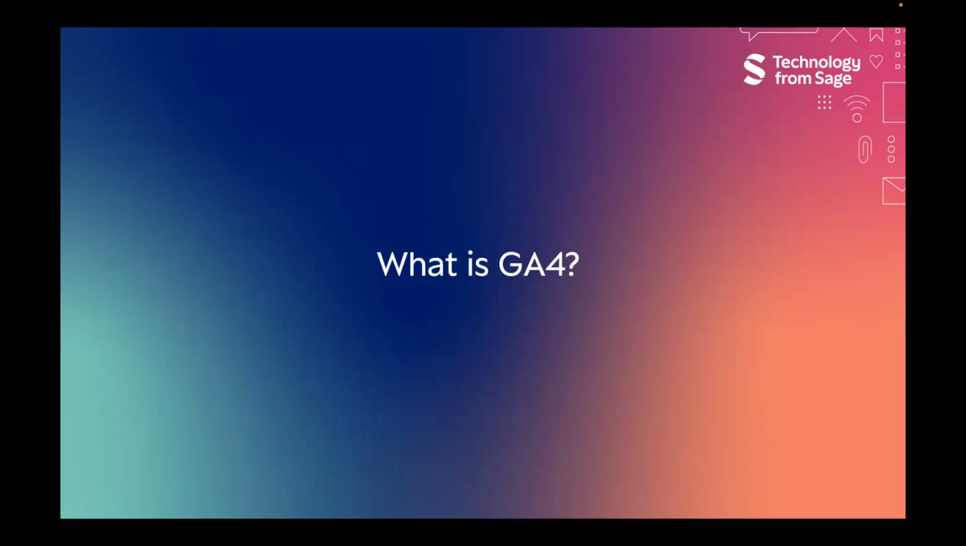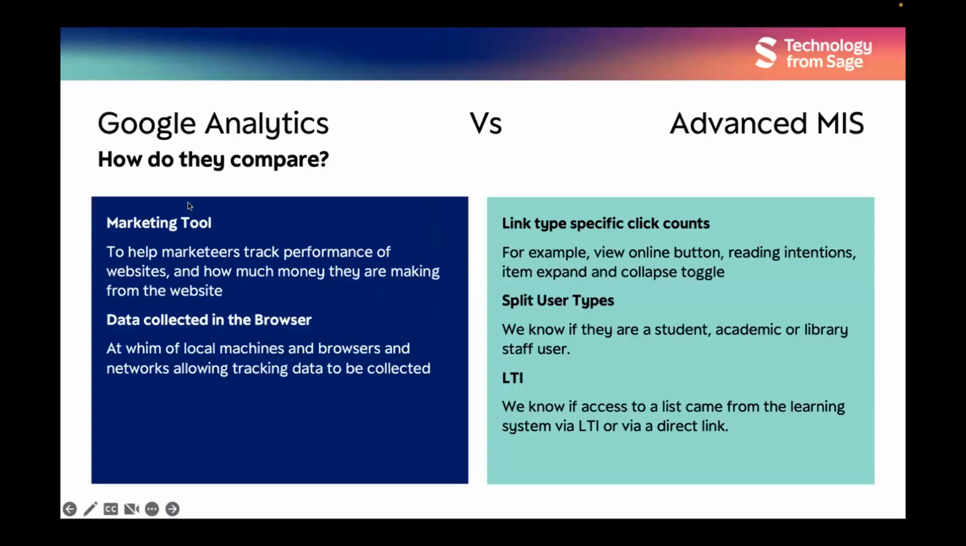Some of you may be thinking, of course, that we also have our own data gathering product, which is called Advanced MIS. Some of you will already have access to that. So there is a slide here which talks about the difference between Google Analytics and our own Advanced MIS product. And Tim, I think you wanted to say a few words at this stage.